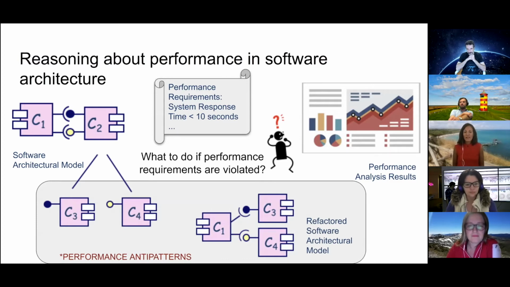We can modify the software architectural models in order to have some design alternatives and hopefully improve the performance of the system. The main problem is that modifying architectural model is not easy. And to support this task, we were using performance antipatterns. Why performance antipatterns? Because performance antipatterns basically have in their specification the problem and the solution. So they are about what to do and how to solve the performance problems.